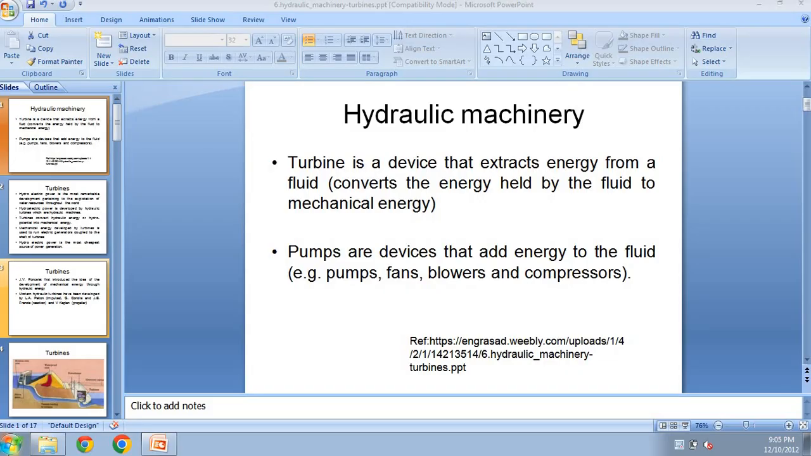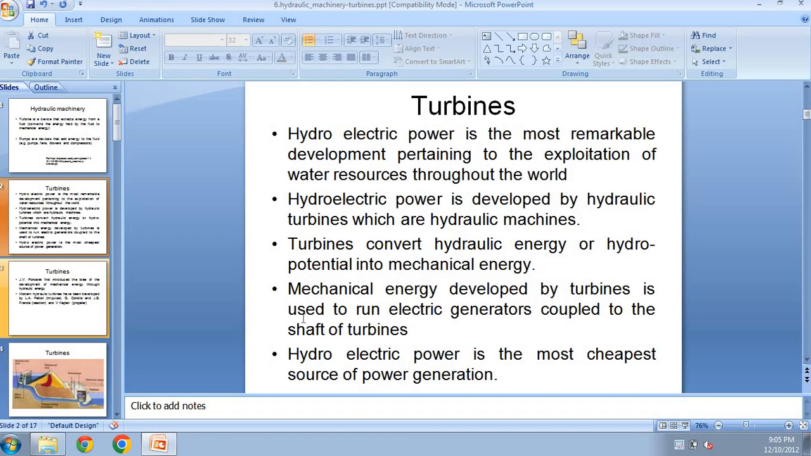Now we discuss the turbines, specifically hydro turbines. Turbines work by utilizing the energy available in the water, and that energy is converted into mechanical energy. These hydro turbines are generally utilized for power generation.